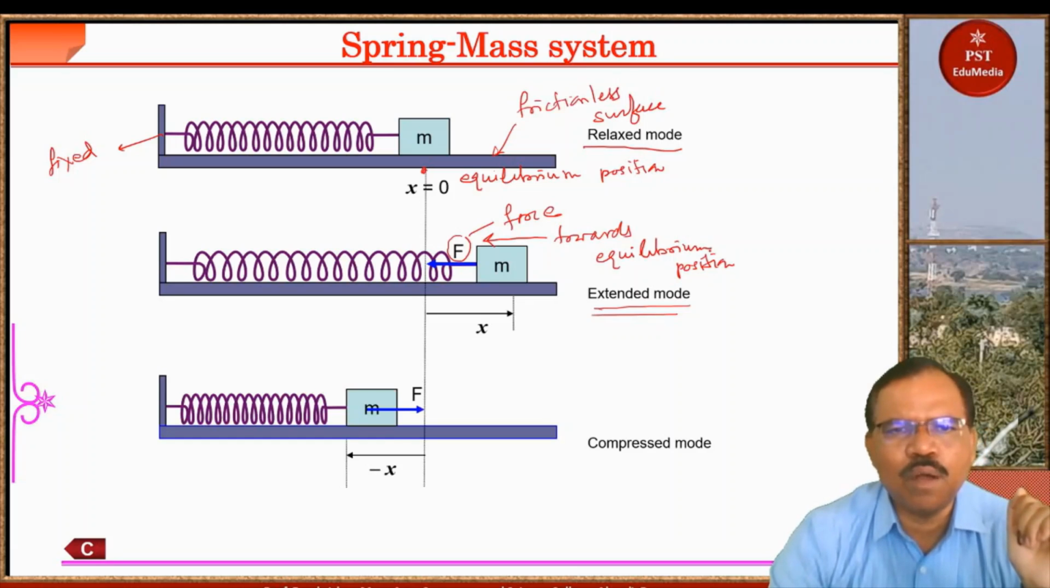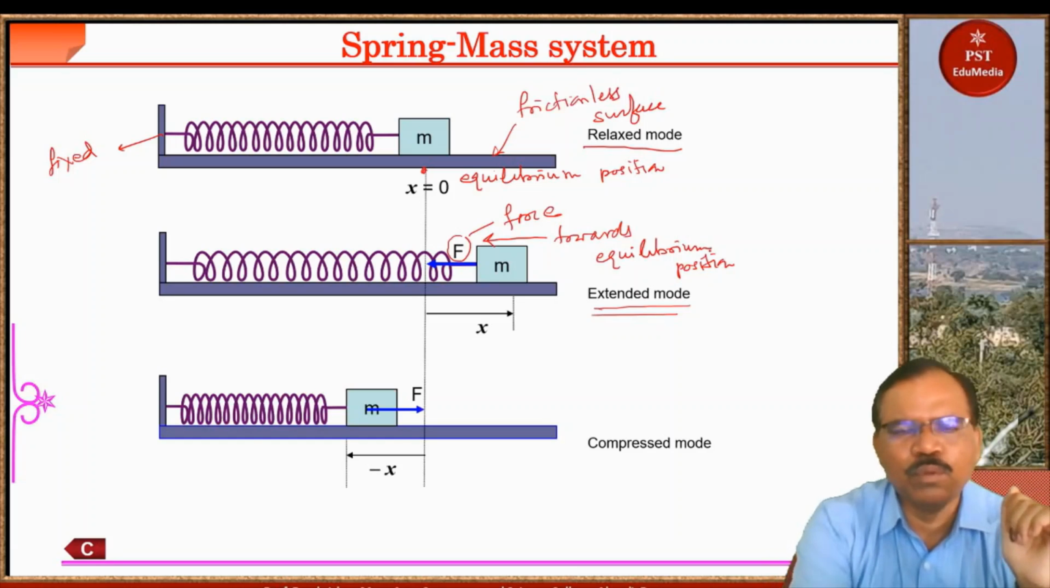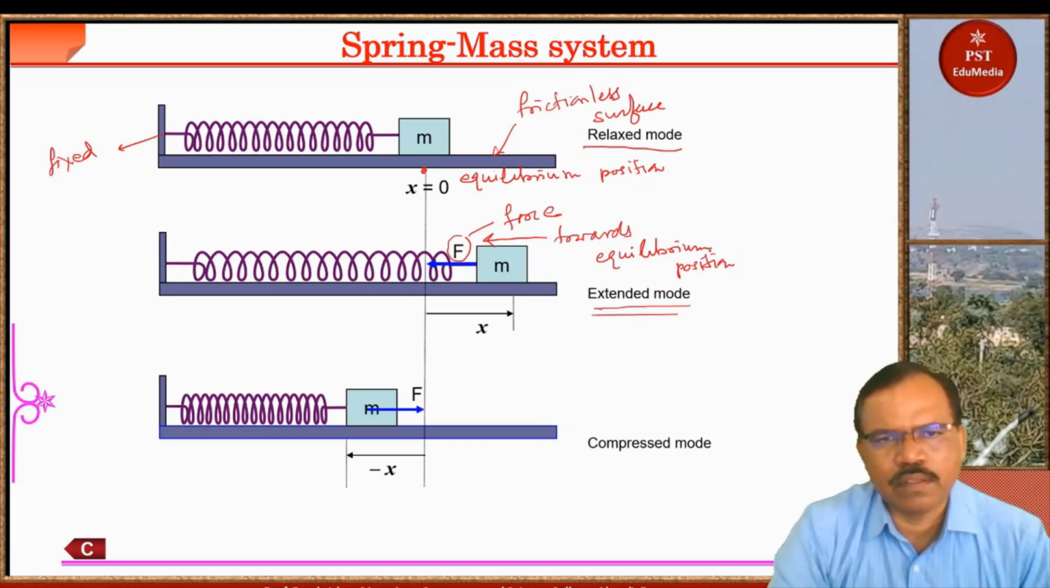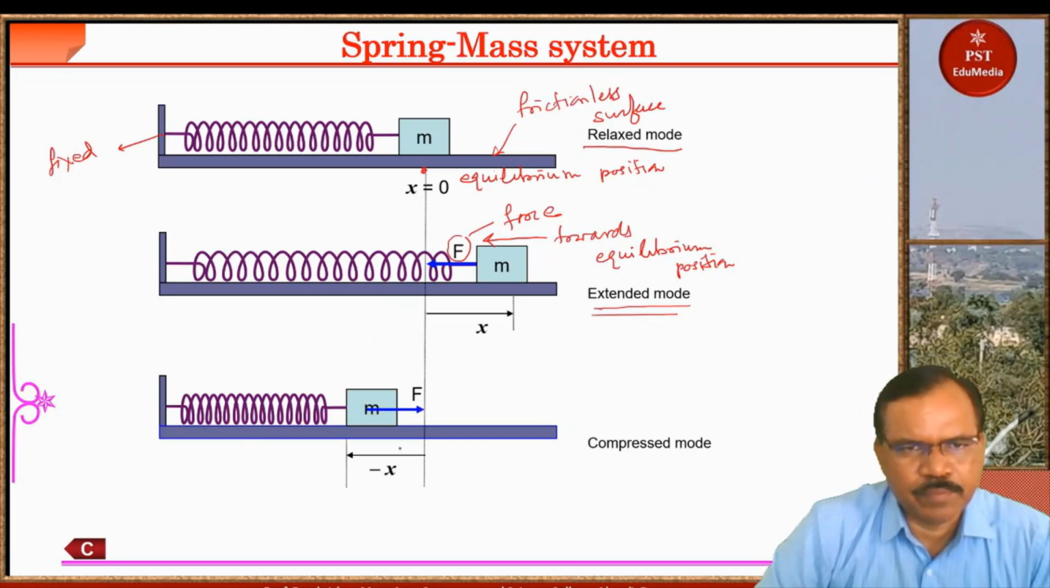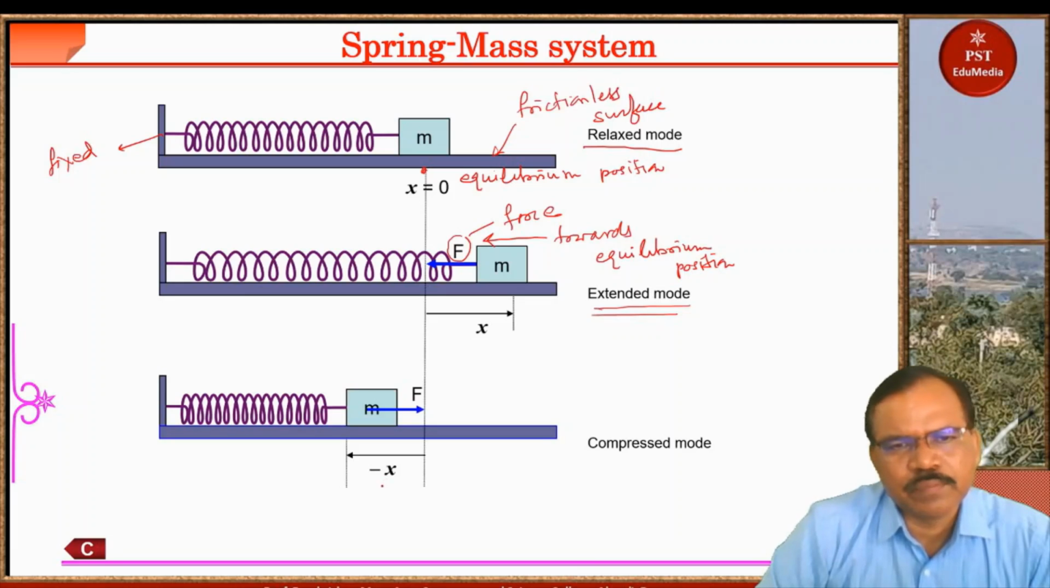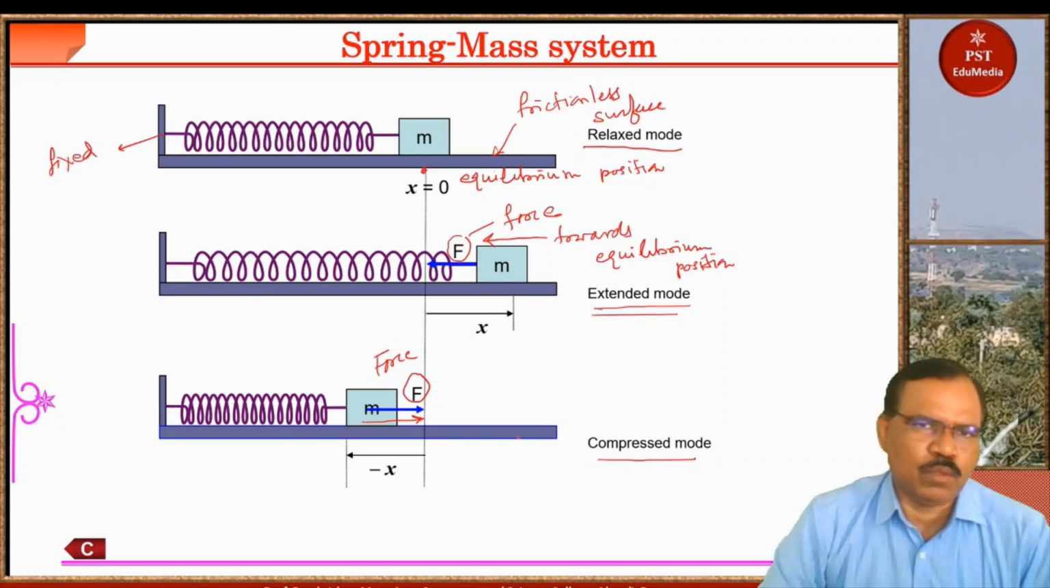Now if we compress that spring, if we move the mass towards the left, here the displacement we can take as minus x. Now here also a force will act, and that force is towards the equilibrium position. This mode is called compressed mode.